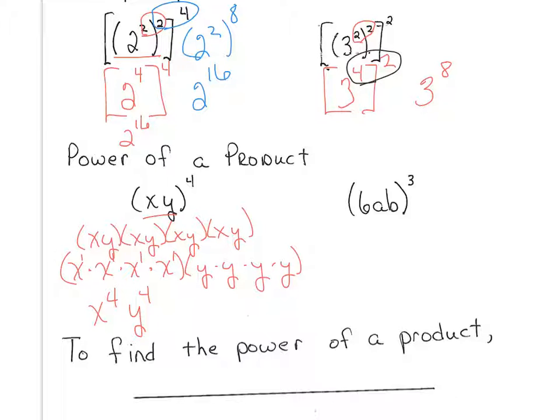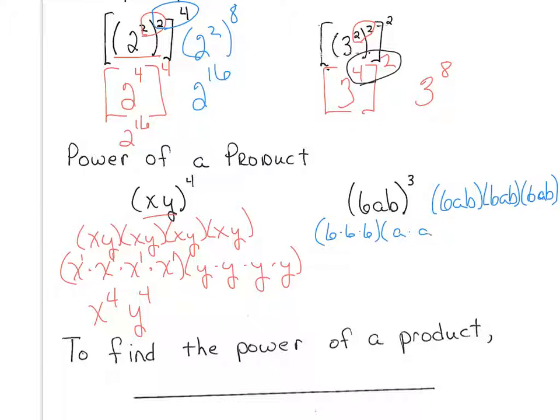If we look at the next one, this means that 6ab is a factor 3 times. Okay, 6ab times 6ab times 6ab. So I multiply the 6's all together. 6 times 6 times 6.